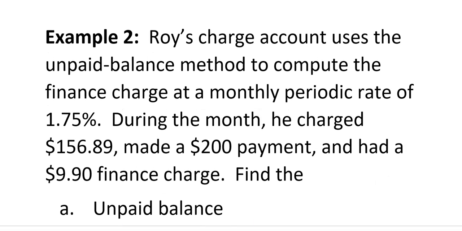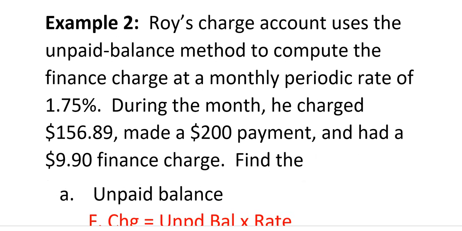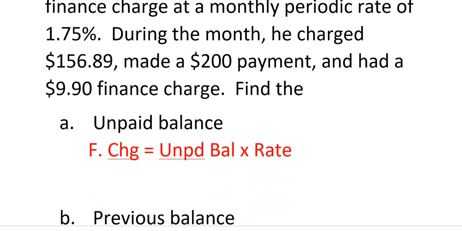So this one is kind of like that one, but it kind of depends on what you're given too. Roy's charge account uses the unpaid balance method to compute the finance charge at a monthly periodic rate of 1.75. So they're not always going to do 1.5. Sometimes it'll be 1.75. Sometimes it'll be 2. It just depends on the store. During the month, he charged $156.89. So that's a new purchase. $200 payment, so we're going to take that out. And he also had a $9.90 finance charge, which will be added in.